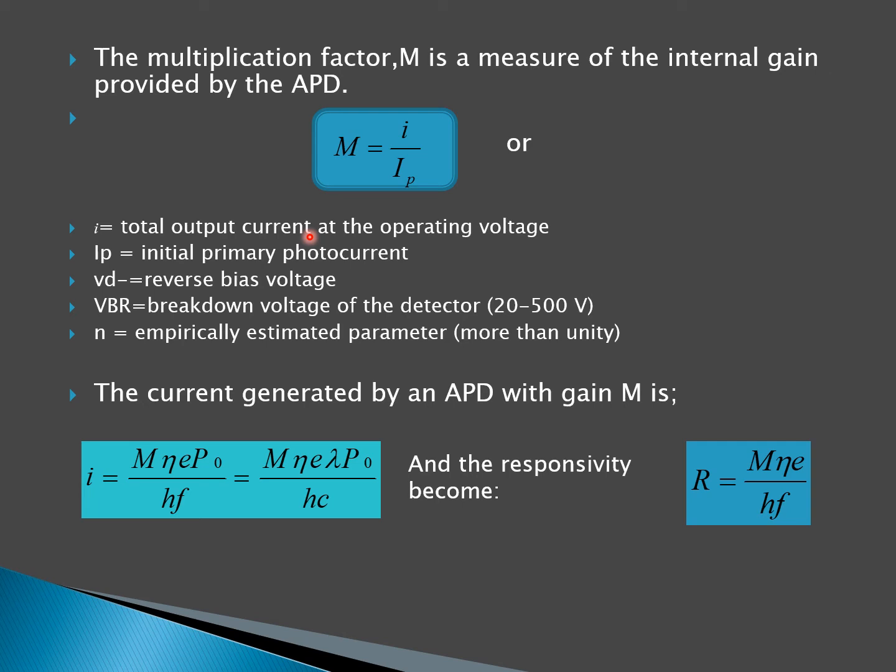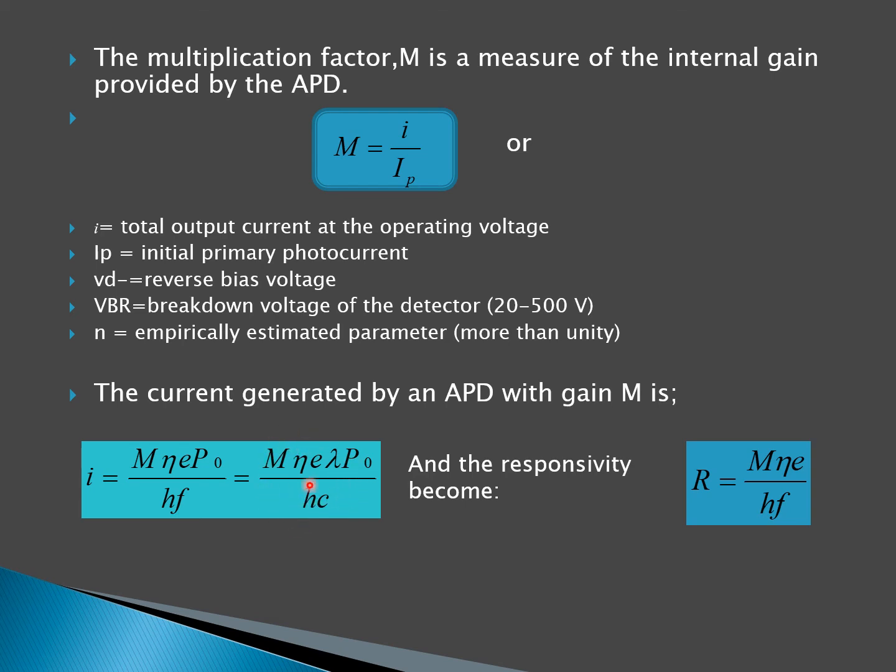The current generated by an APD with gain M is given by this formula: I equals M times efficiency times e, the electron charge, times P naught, the optical power, divided by hf, where h is the Planck constant and f is the frequency. You know that hf equals hc over lambda, so that's how you get this formula.